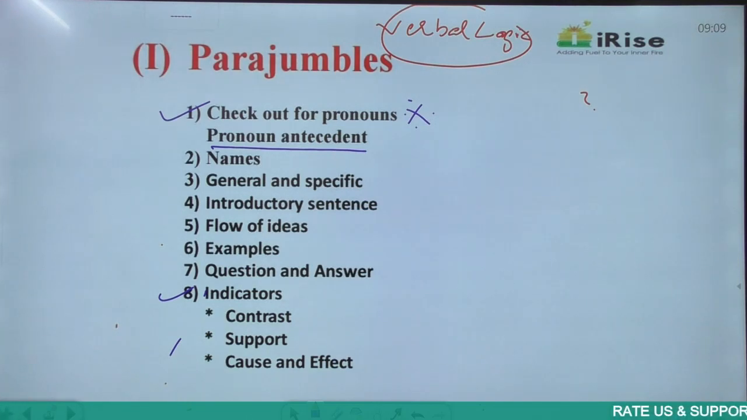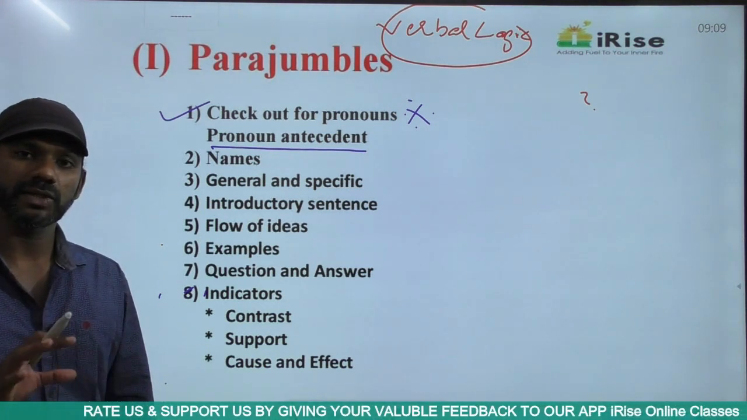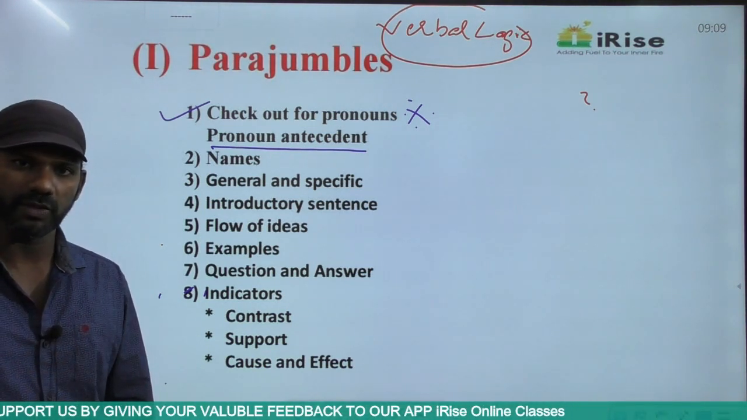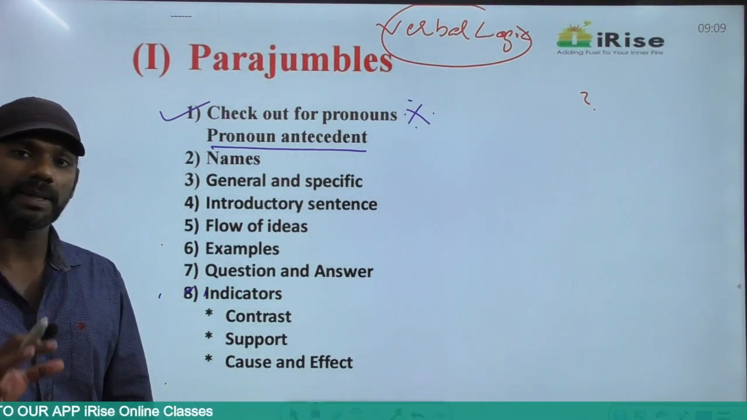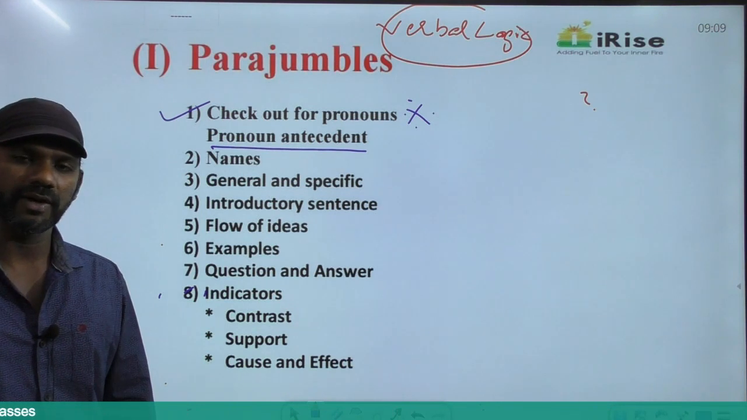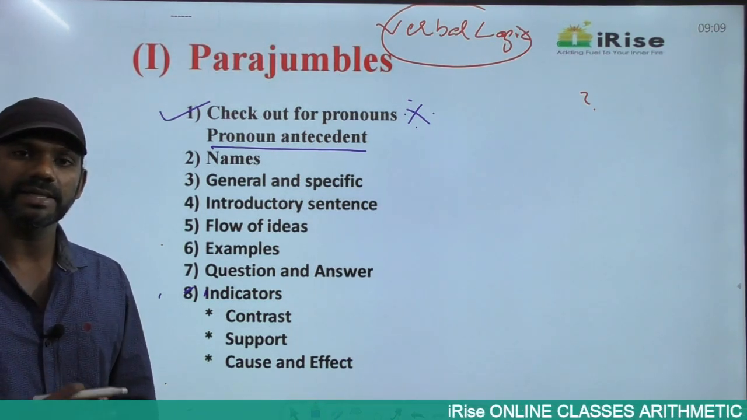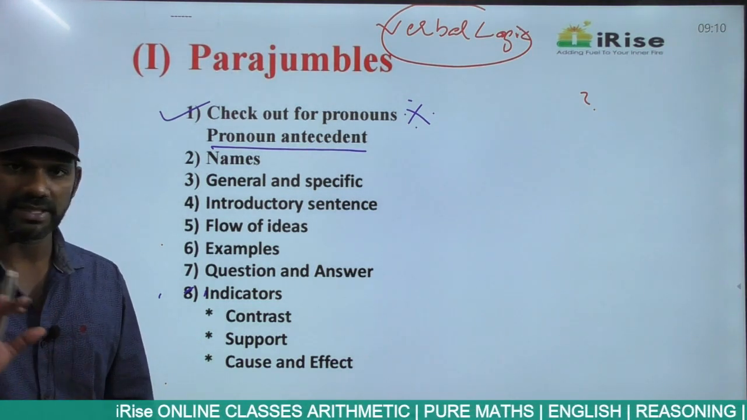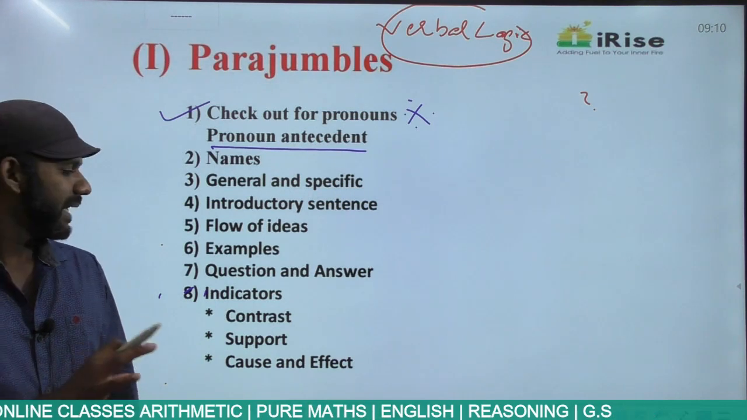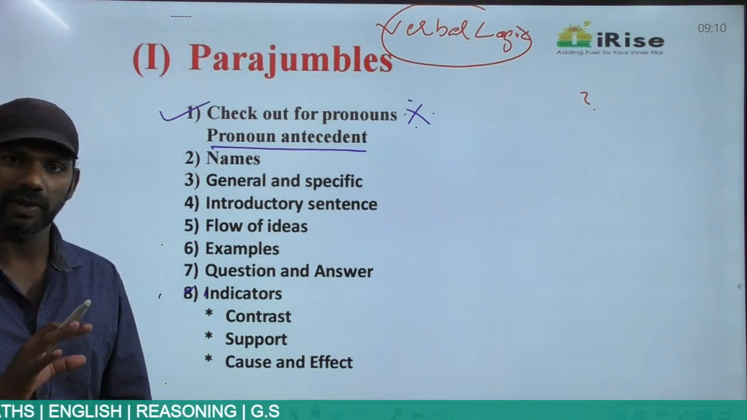Now, three kinds of indicators are contrast, support, and cause and effect. You know this. A contrast indicator always connects two contradicting ideas. It means one positive idea and one negative idea. A support indicator always connects two supporting ideas, either two positive ideas or two negative ideas. A cause and effect indicator connects a reason and a result. And it's always positive reason, positive result, negative reason, negative result. Always. Clear? As I told you, you should not miss any indicator while reading. They deserve utmost importance while reading.